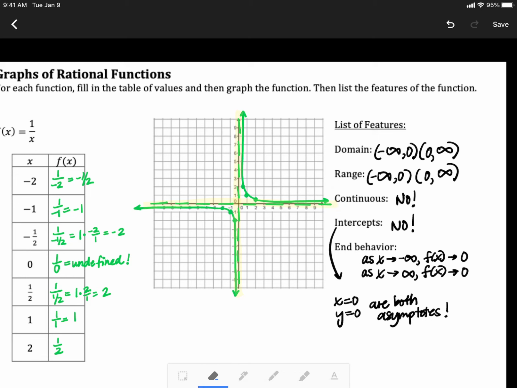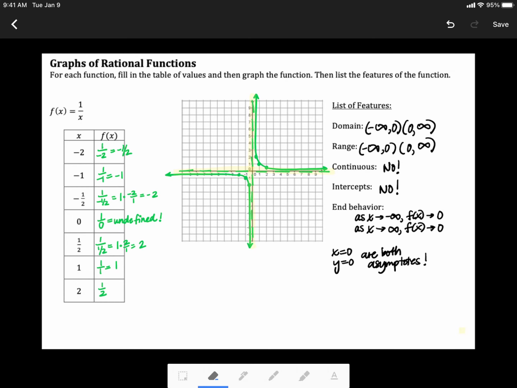So let's talk about really quickly, what about this is a feature of rational functions? Well, asymptotes will always appear in rational functions. Most of the time, we will see both a vertical asymptote, meaning one going up and down, and a horizontal asymptote, one going left to right. We will see both horizontal and vertical asymptotes for the most part in rational functions.